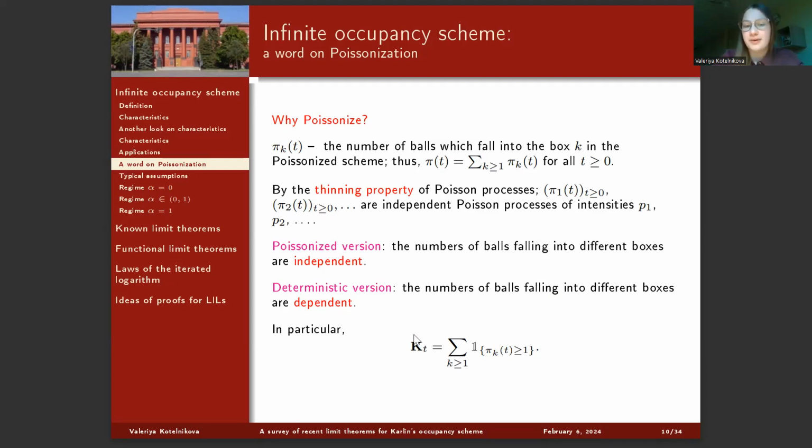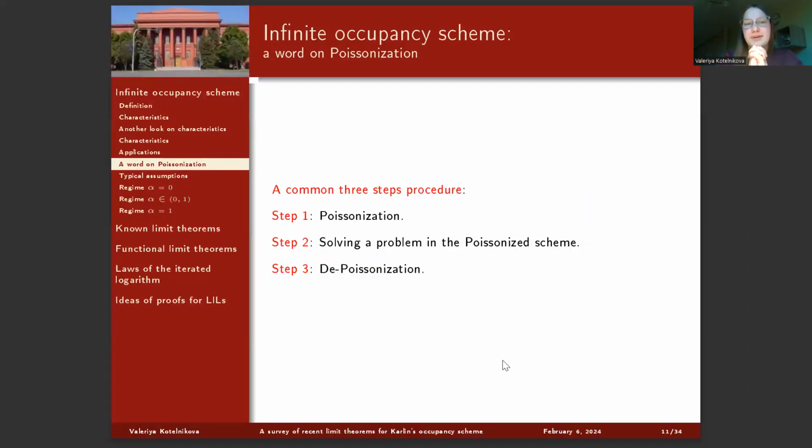So if we denote by bold K the counterpart of the number of occupied boxes for the Poissonized version of the scheme, we can represent it as a sum of indicators that there is at least one ball in the k-th box. And here, if you want to calculate the variance of this characteristic, since those indicators are independent, due to the thinning property, we don't need to calculate covariances. However, would we like to calculate the variance for the deterministic version, we would need to also deal with those double series and so on. And that is why mathematicians, while investigating the scheme, usually use this approach.